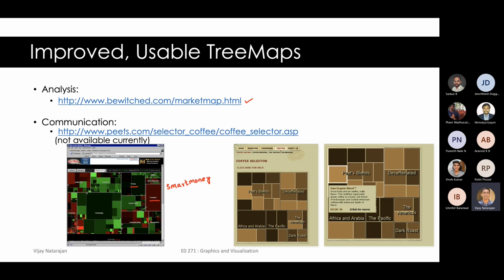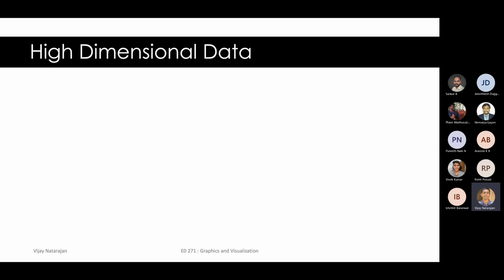And there is interaction. So if you click on technology, this will give you the sub categories within technology in a zoomed in view, right? So that interaction helped you work with the tree map. There is a similar application to coffee selection. If you want, you can take a look at this also. So there are several applications of tree maps. This has become more mainstream now.